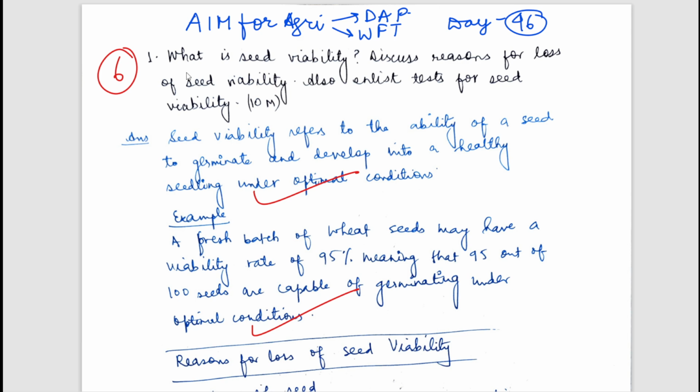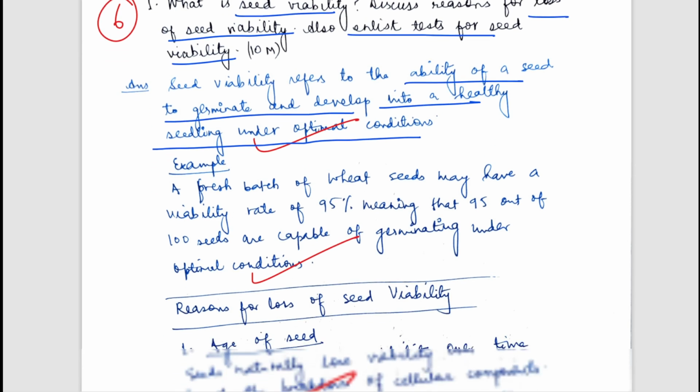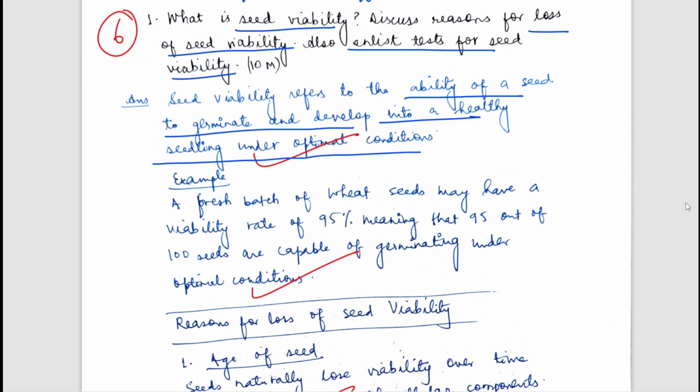So let's start. The first question is, what is seed viability, and discuss the reasons for loss of seed viability and also enlist tests for seed viability. So what is seed viability? It refers to the ability of a seed to germinate and develop into a healthy seedling under optimal conditions. If the seed is able to germinate properly, that means the seed viability is good. And if the seed is not able to germinate properly, then we can say that seed viability is not up to the mark.